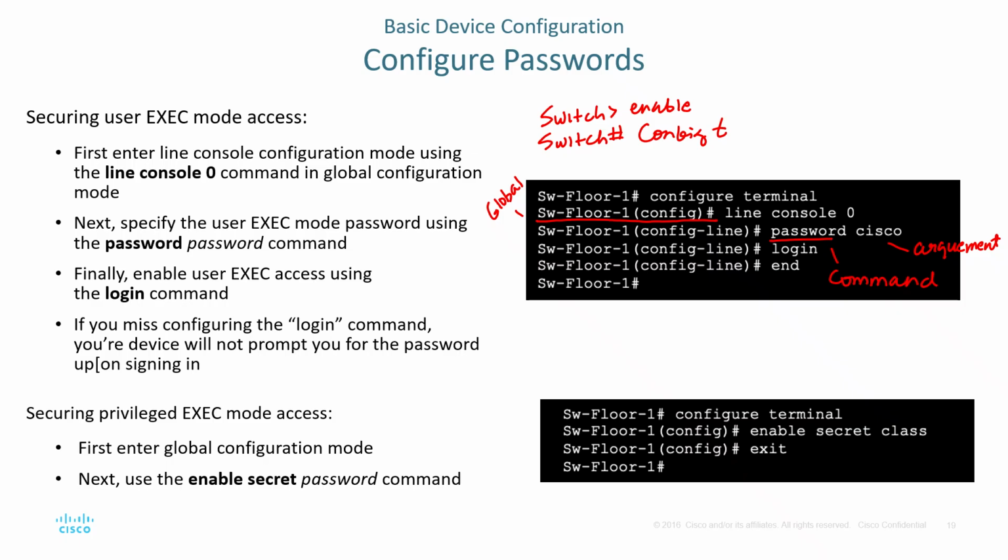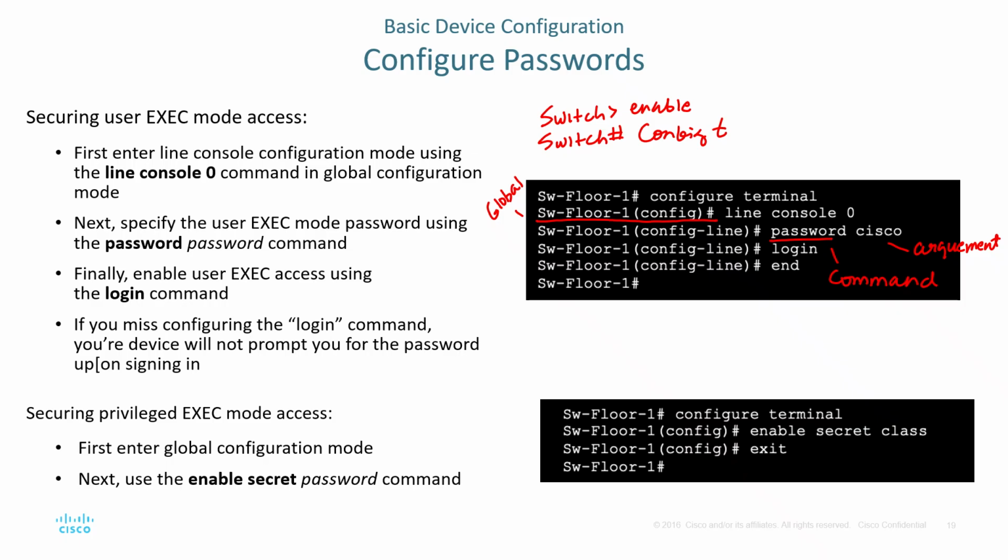So first enter the line console configuration mode using the line console 0 in global configuration. Next, specify the user exec mode password using the password command. Finally, enable user exec access using the login command. If you misconfigure the login command, your device will not prompt you for the password and you will not get in.